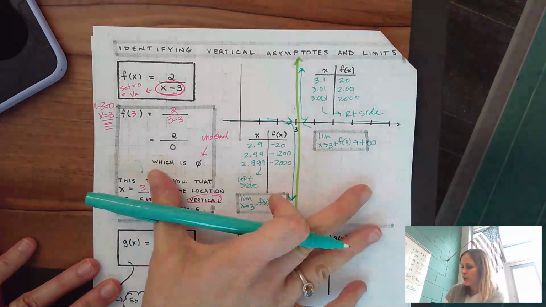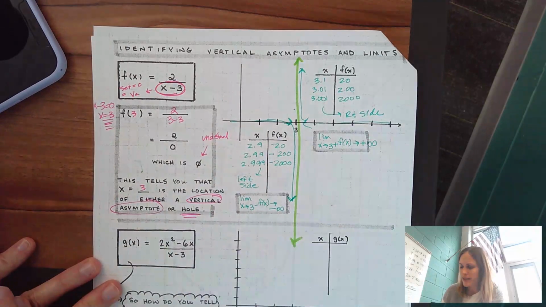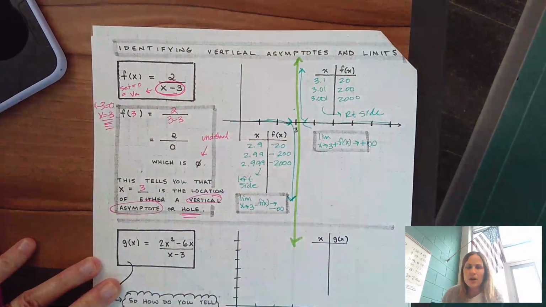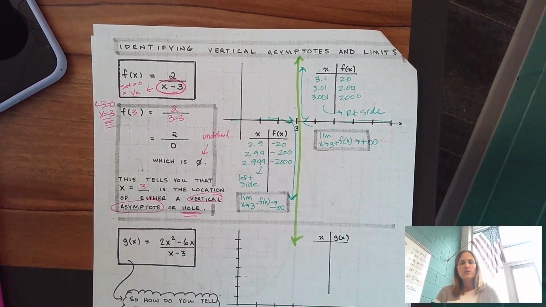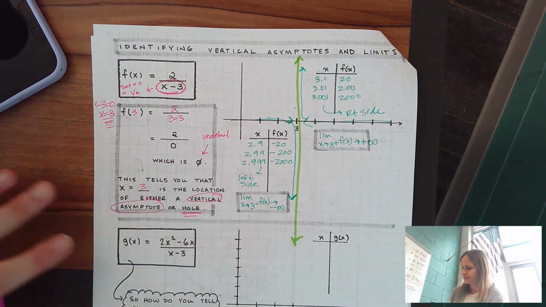So this is, without giving a graph, how you can figure out what's happening around your asymptote. Our goal is to be able to graph these functions without having to use a calculator. So I'm trying to teach you some ways in which you can graph these functions without having to rely on just plugging them into your calculator.